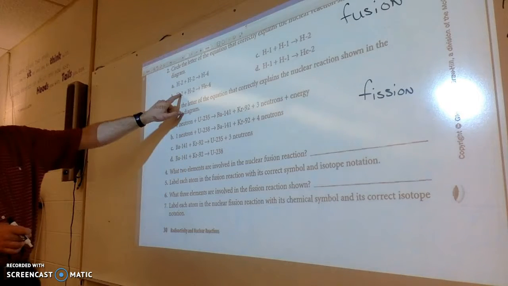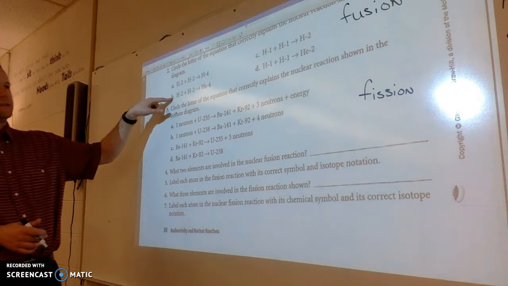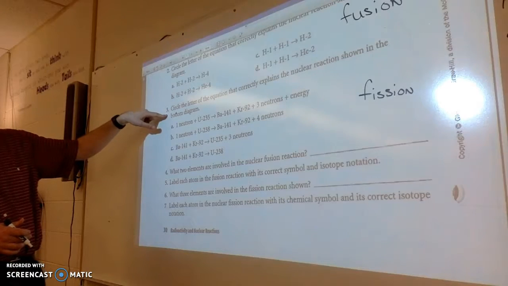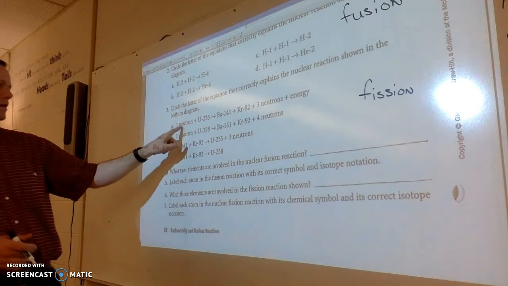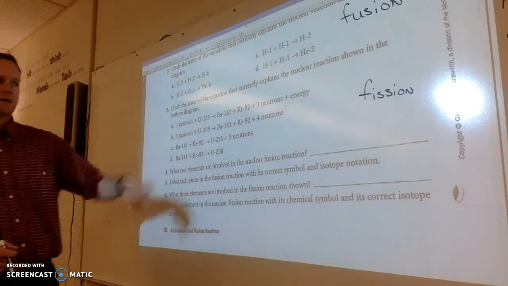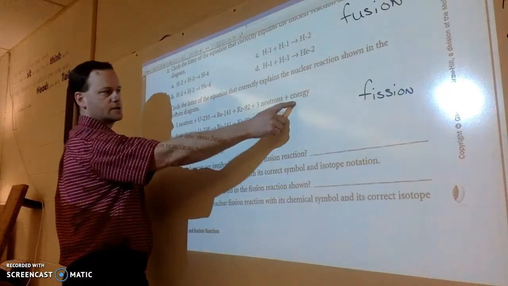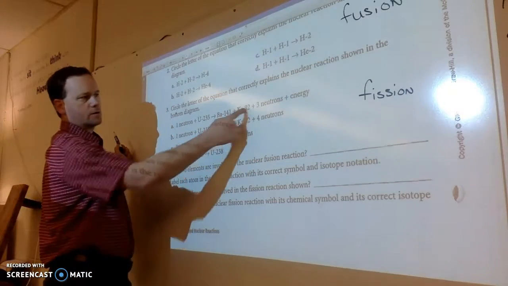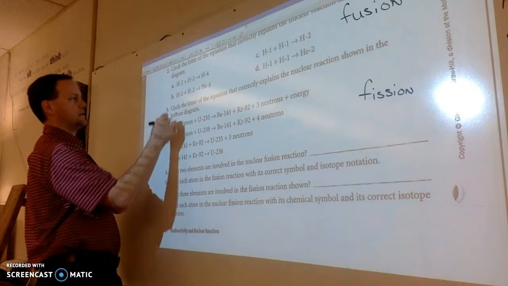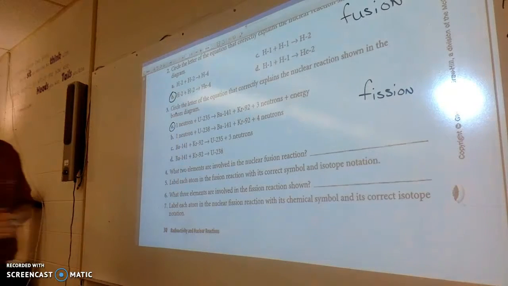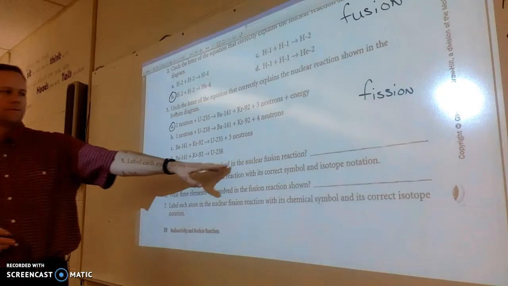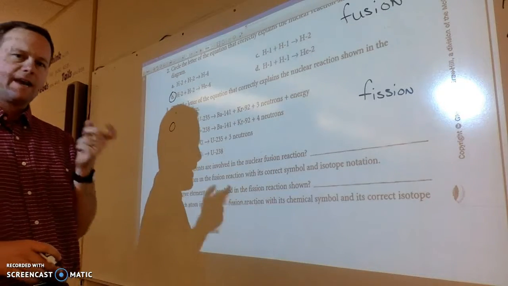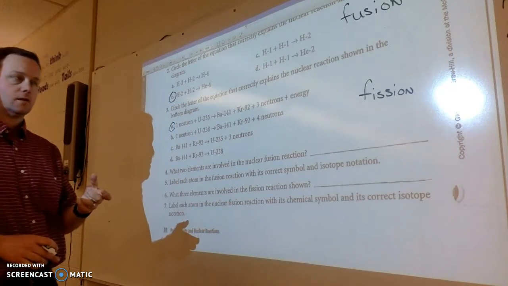Okay, so the first one, number 2, letter B was the answer. Okay, number 3, the answer is going to be this top one, A. You'll see 3 neutrons are given off, energy is given off, barium-141 and krypton-92 are given off. So this is A, right? That was B. Okay, what 2 elements are involved in the nuclear fusion reaction? Now it's only asking you for the elements, right?